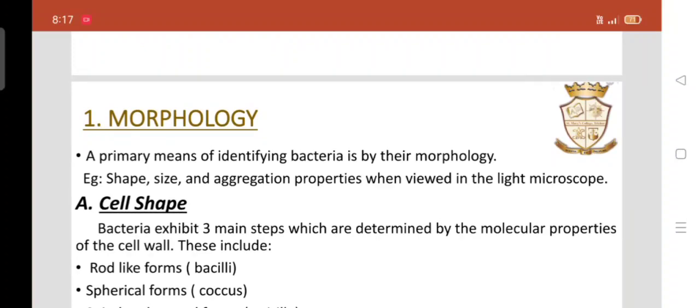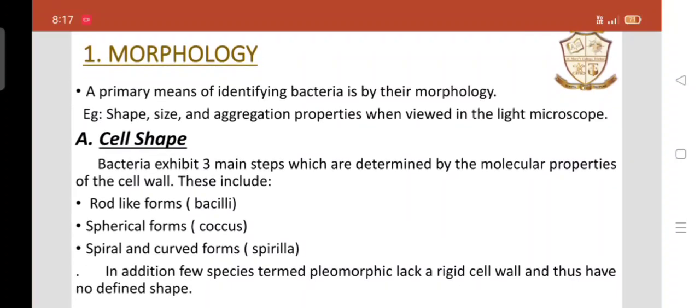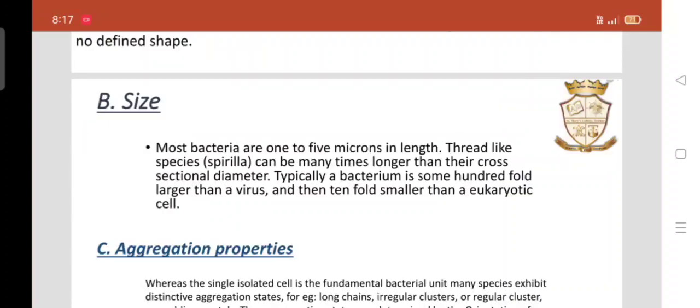Next is morphology. A primary means of identifying bacteria is by their morphology, for example shape, size, and aggregation properties when viewed in the light microscope. First one is cell shape. Bacteria exhibit three main shapes which are determined by the molecular properties of the cell wall. These include rod-like forms, spherical forms, and spiral and curved forms. In addition, a few species termed pleomorphic lack a rigid cell wall and thus have no defined shape.